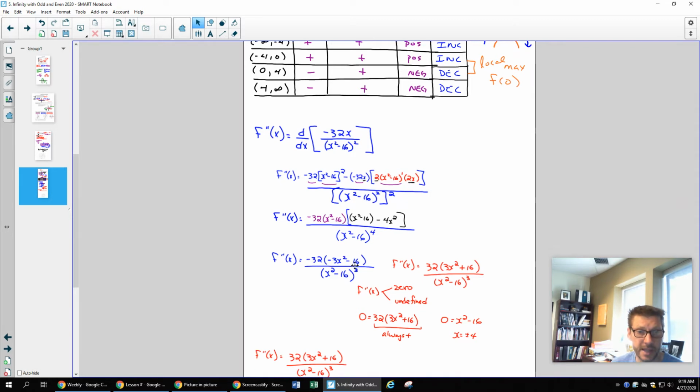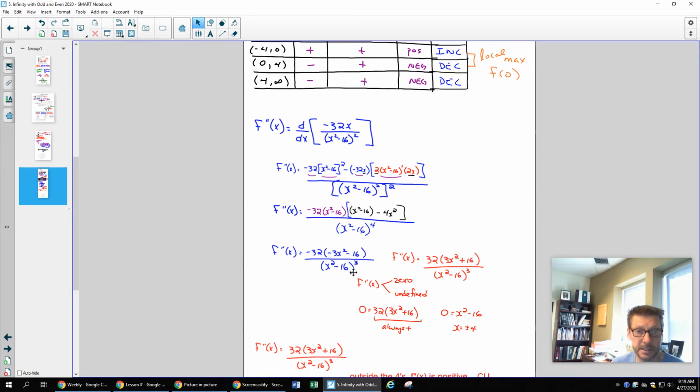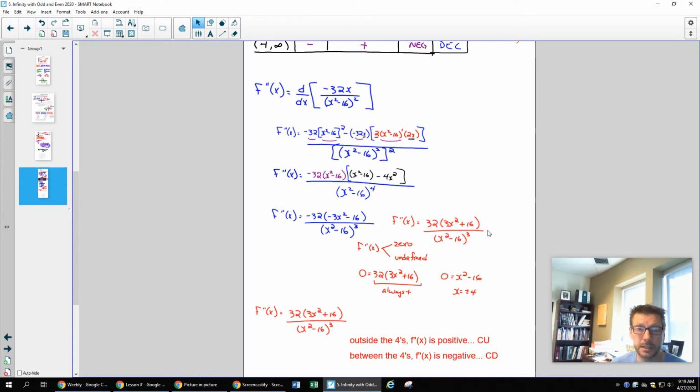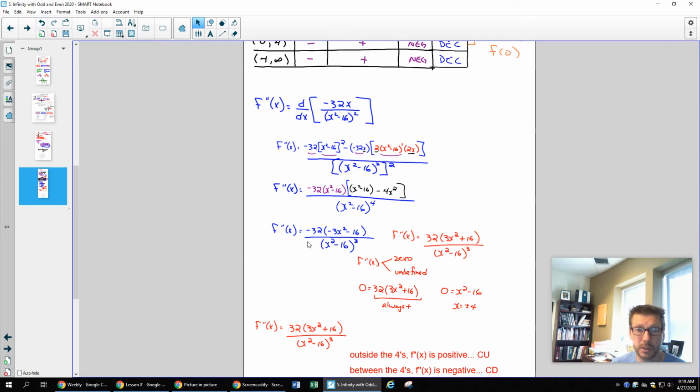A whole bunch of negatives happening in here. So again, you take the negative out, it becomes positive 32, (3x squared plus 16) over (x squared minus 16) cubed. Sorry about that. There's just tons of algebra to go through here. So that's a good chapter 2 review of how to do the quotient rule and some of your factoring skills.